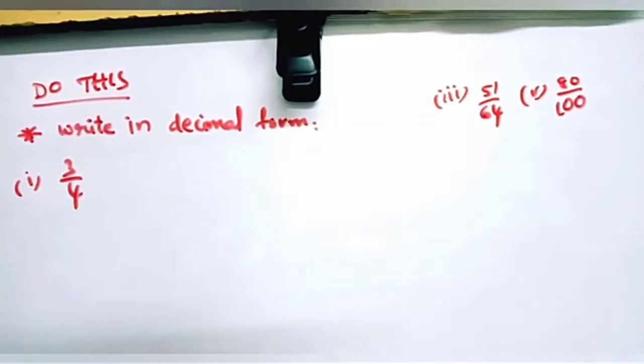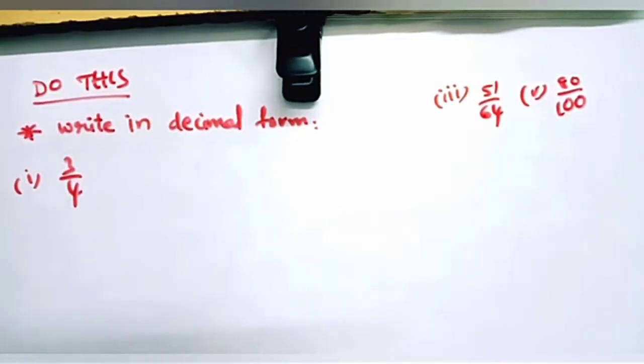Next, do this. Write the following rational numbers in the form of p by q, where q is of the form 2 power n, 5 to the power of m, where n and m are non-negative integers, and then write the numbers in their decimal form. Here we are writing the p by q form into decimal form.